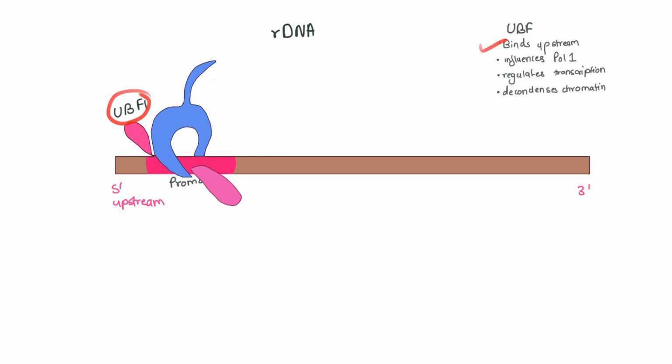It binds to the upstream direction of the DNA. It influences the activity of the polymerase. It regulates transcription and decondenses chromatin.